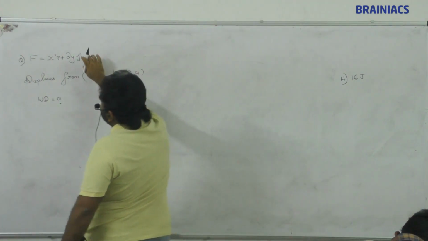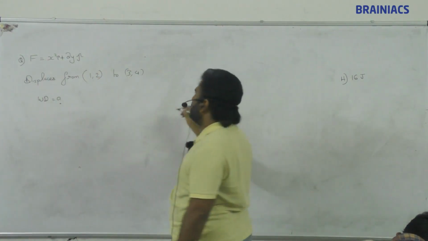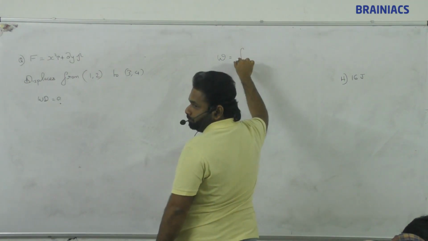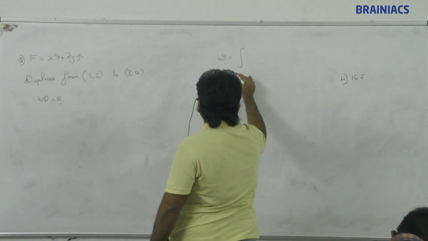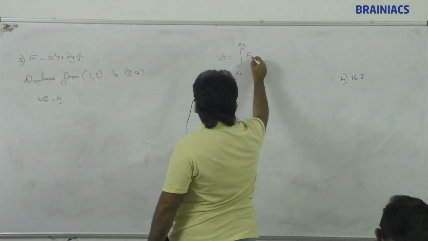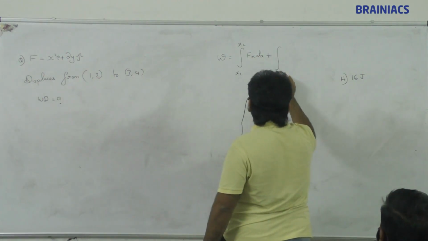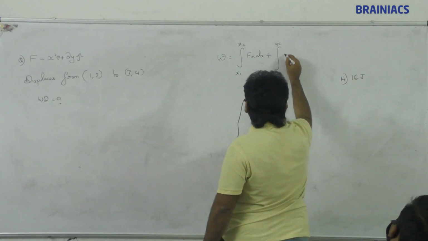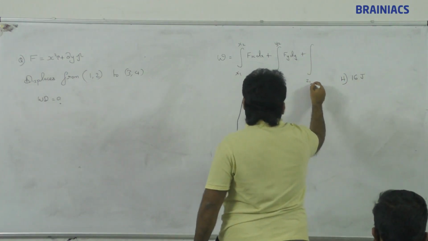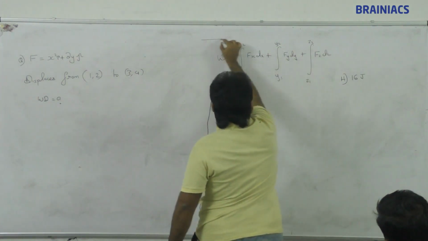Now the thing is, is this constant force or variable force? So the thing is, work done is equal to integral. Formula is x1 to x2 Fx dx plus integral y1 to y2 Fy dy plus integral z1 to z2 Fz dz. Follow this formula.